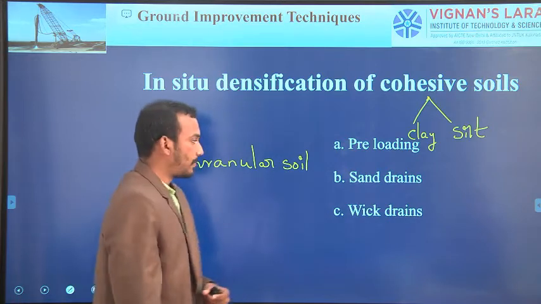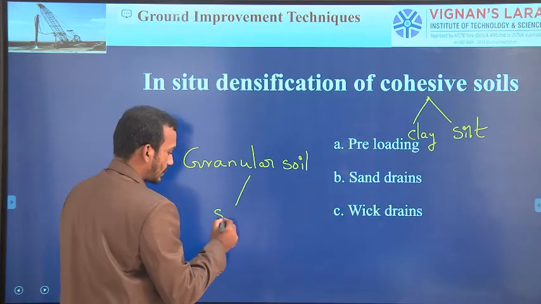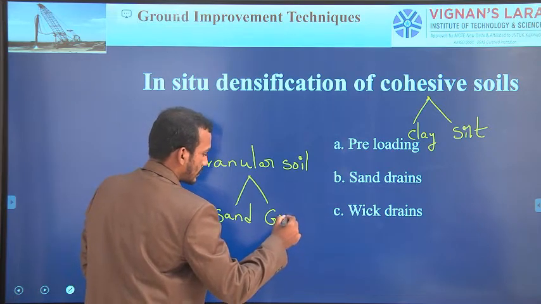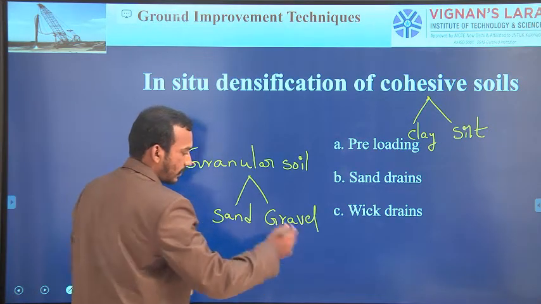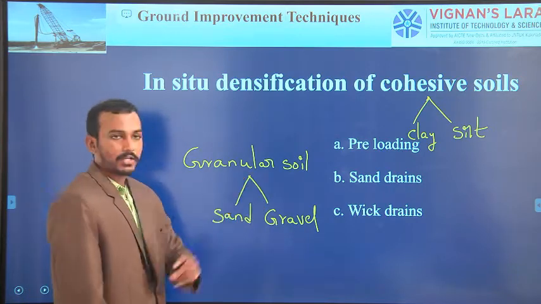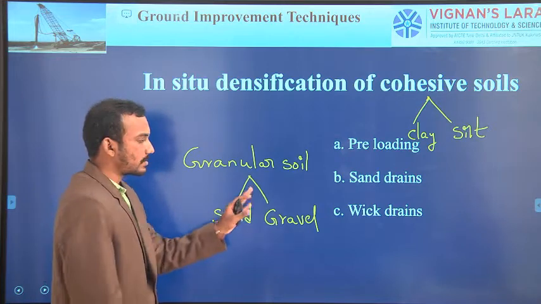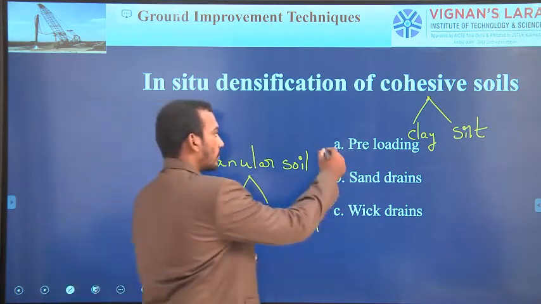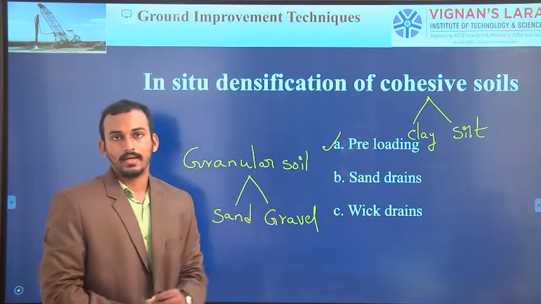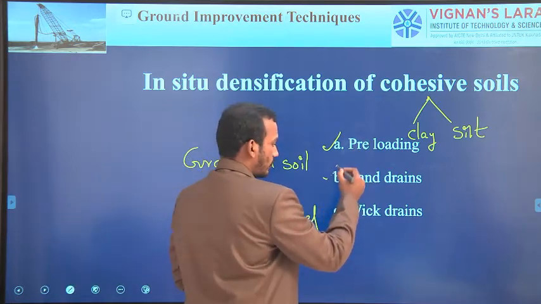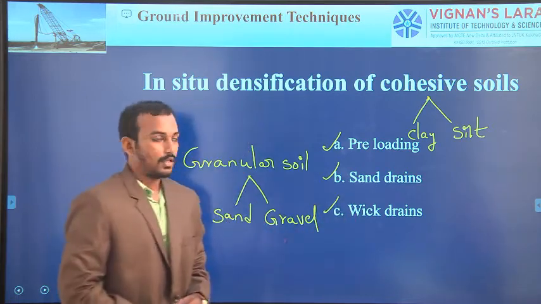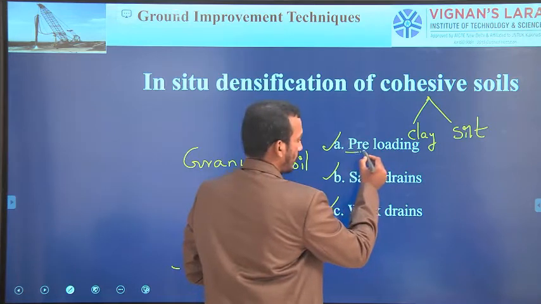Okay, up to the previous class we discussed sand and gravel. What are the various methods to densify the sand and gravel? That is completed, which includes vibroflotation, dynamic compaction and stone columns. So the first method to densify the cohesive soils, that is clay and silt, is preloading. The second one is sand drains. The third one is wick drains. Okay, so the first one is preloading.